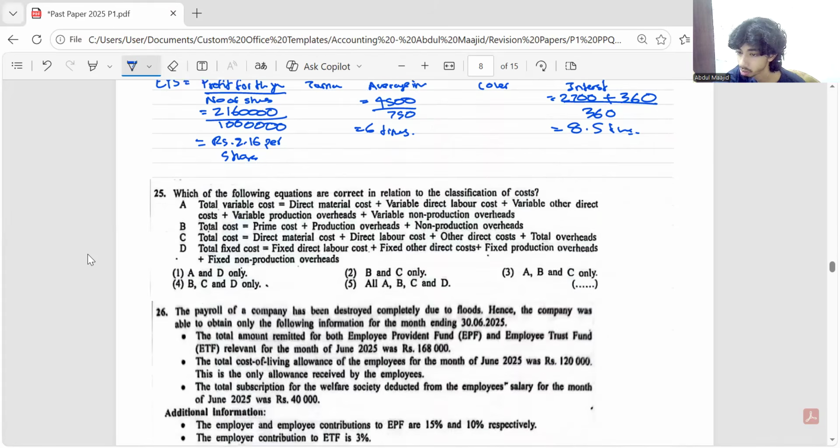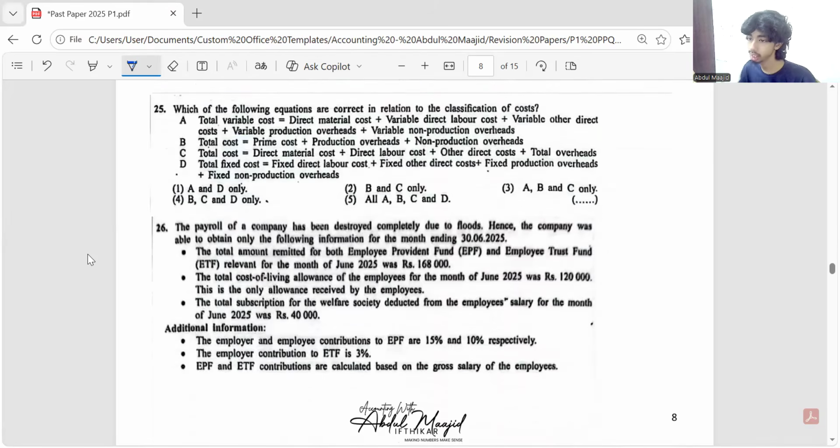Then the 25th one: which of the following equations are correct in relation to classification of cost? Okay. Total variable cost: direct material cost, that will be variable per unit, plus variable direct labor cost plus variable other direct cost plus variable production cost and variable non-production cost. Those are the only variable costs you have. So this is correct. Total variable cost includes all of that.